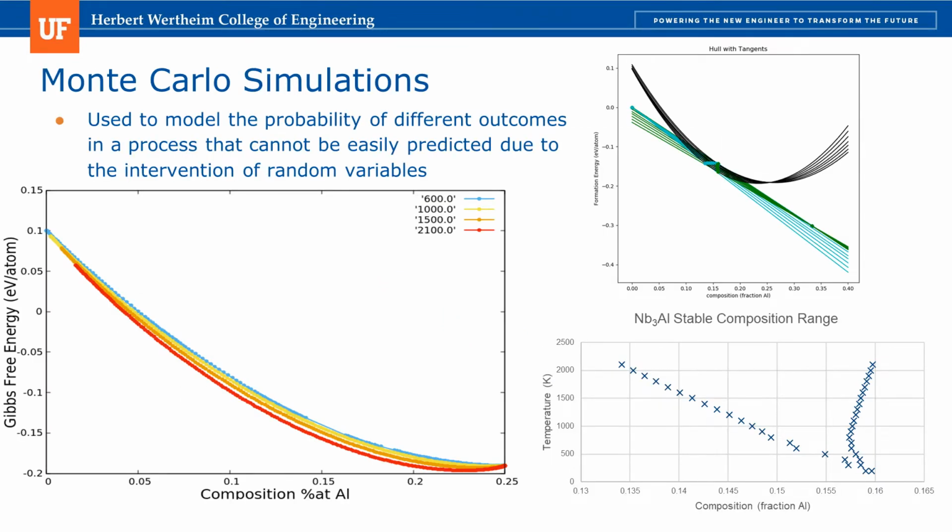Monte Carlo simulations use the cluster expansion fit in order to determine the thermodynamic averages of the supercells. This allowed us to account for the entropy of the system and predict the Gibbs free energy curves at temperatures from 100 Kelvin to 2100 Kelvin. The results were a portion of the phase diagram that describes the region of phase stability of the A15 alloys.